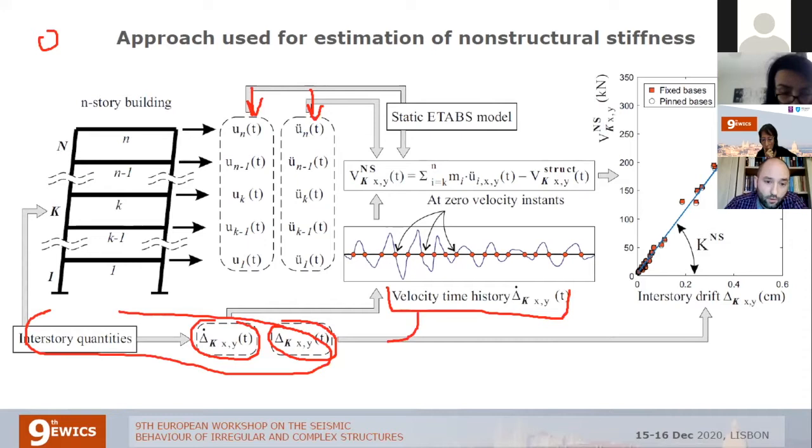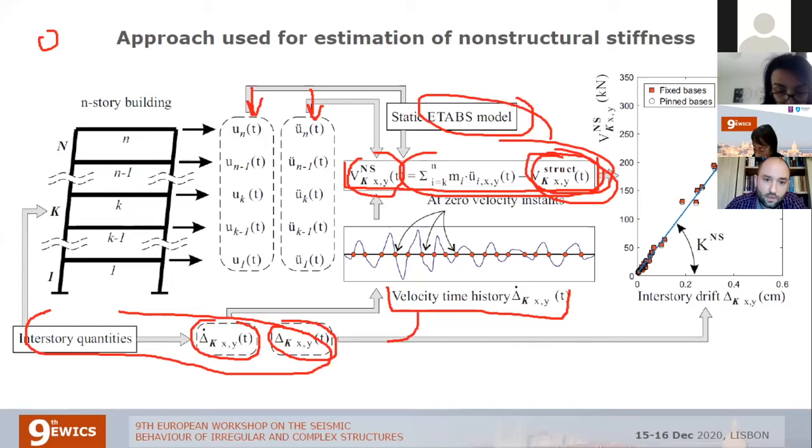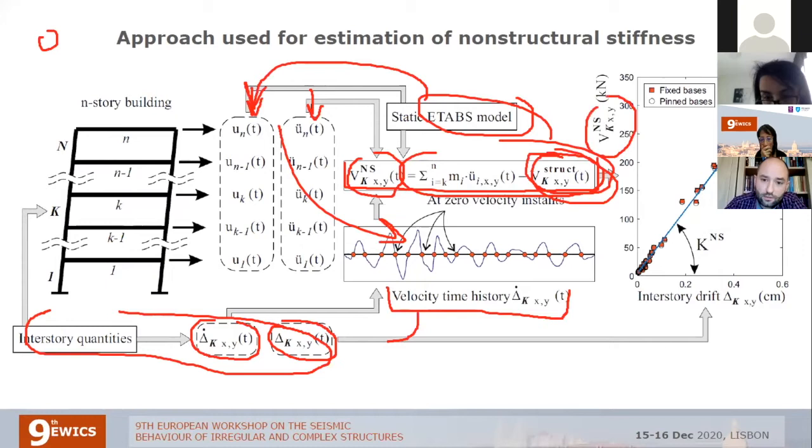With that, we can calculate the shear forces in the non-structural elements using this formula. And the shear forces in the structural elements we can easily calculate from the ETABS analysis using the displacements at those time instances. Eventually, if we plot the shear force in the non-structural elements versus the interstory drift, we can get a nice line that represents the non-structural stiffness, which we introduced to the model by putting additional braces. Okay, let me clear this.